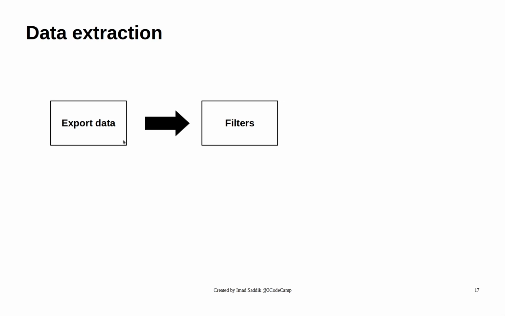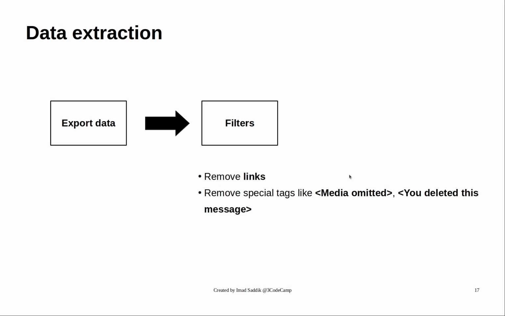We need to do this because the data should be cleaned. We need to remove links, and special tags like media omitted, because we skipped exporting media, so WhatsApp will replace them with this tag. If you deleted a message, you will have this tag, so we need to remove these. We need to remove email addresses. If you are using the model for yourself, you don't need to do this, but if you are planning to share this with people, then please make sure to remove confidential data.